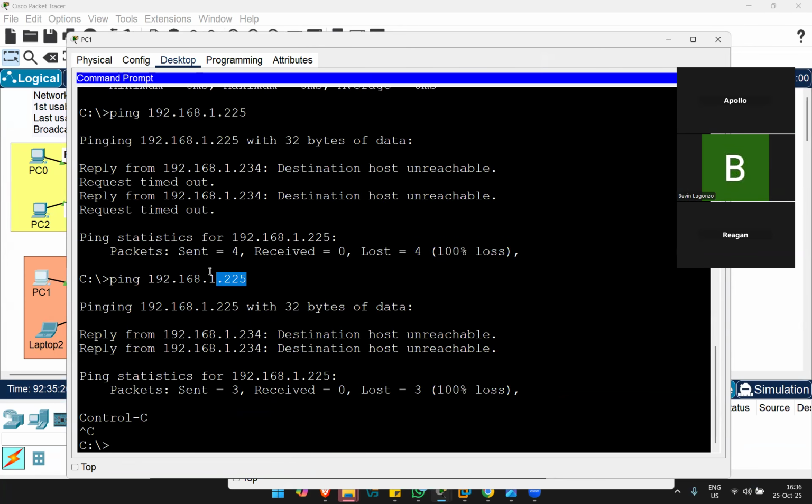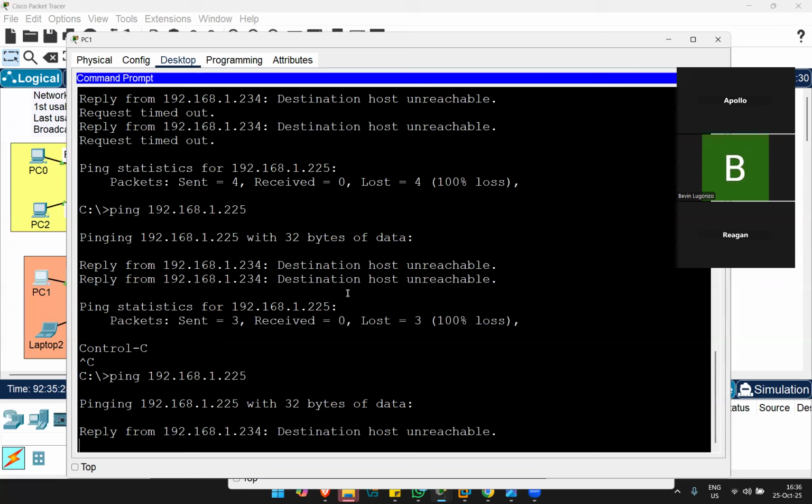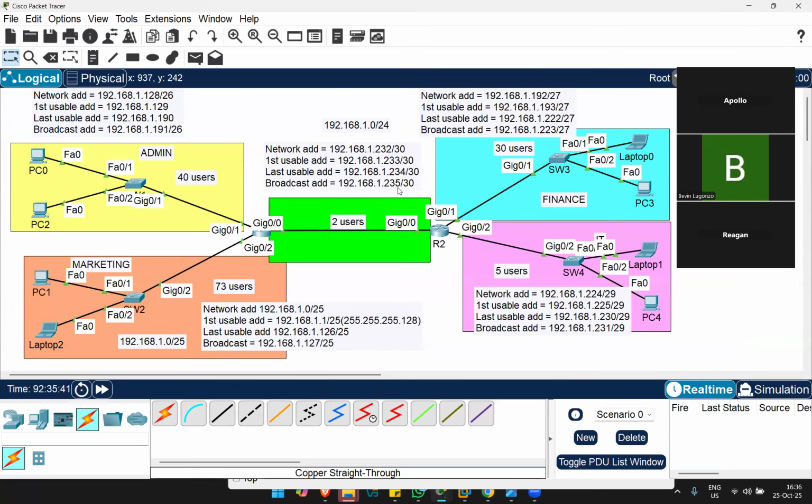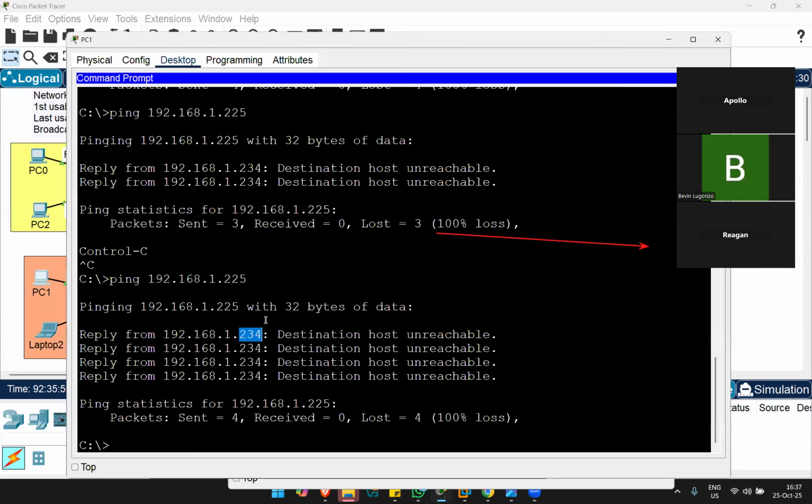what was that? 225. So if we ping it, we still get destination host is unreachable. And we are getting it from 234. 234 is this interface here. So it means that there's a problem. What that tells us is that even this router does not know where this guy is, in simple words. This guy is the one saying that the destination host is unreachable.